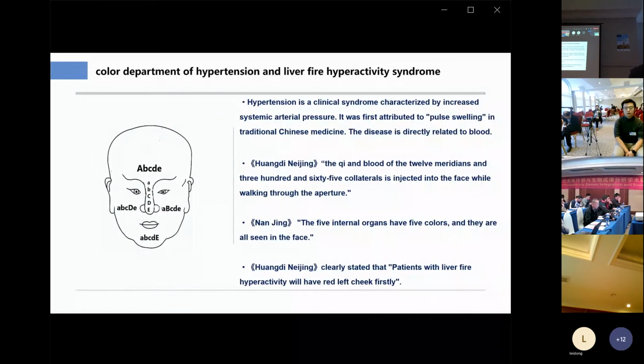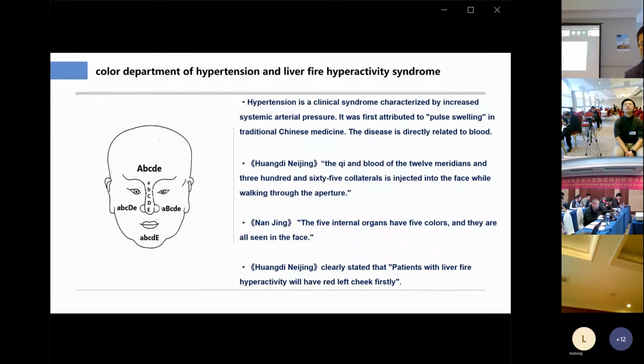Next, I will explain the correspondence of hypertension and liver fire hyperactivity syndrome. As I said before, every part of the body contains complete life information. So the face also contains all the life information. But why do we choose the face as the object of the life information or liver information?